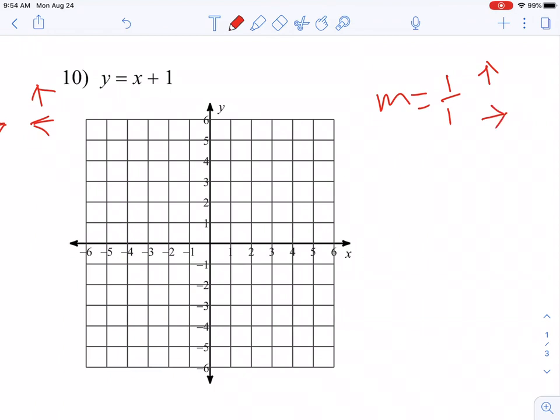So for number 10, m equals 1 over 1, because it's 1x. It's positive, so it's going up. And we always go right. b equals 1. So for this one, we're going to begin at positive 1 and move up 1, right 1, up 1, right 1, up 1, right 1, so on and so forth.